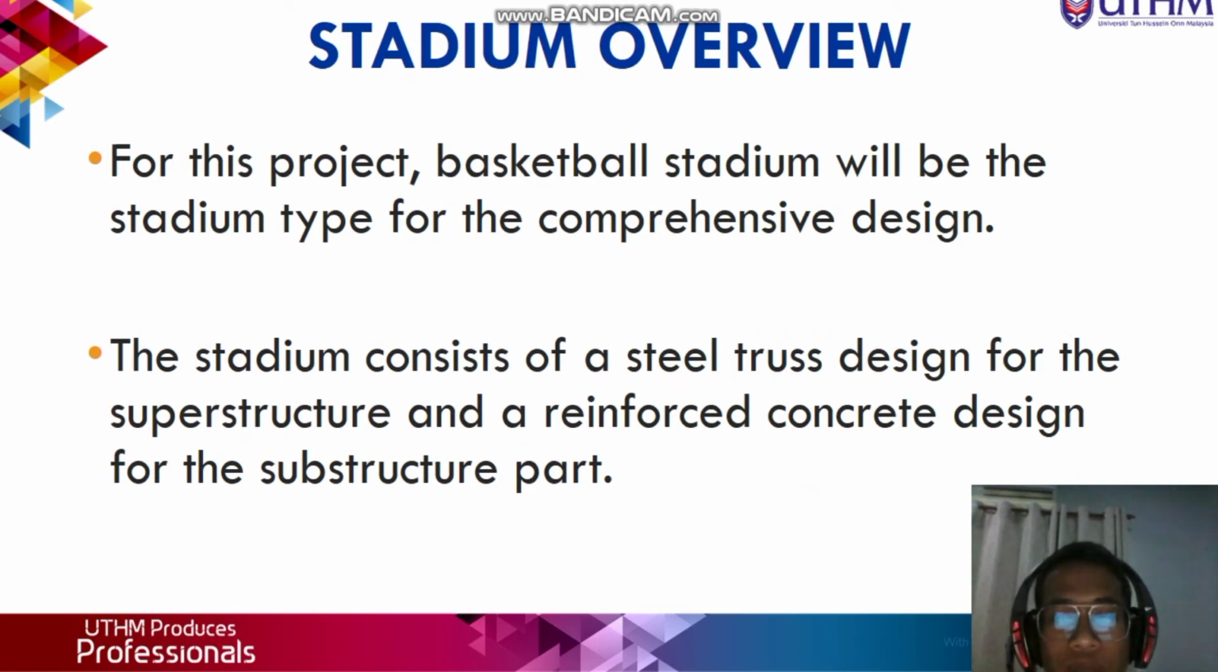Stadium overview. For this project, a basketball stadium will be the stadium type for the comprehensive design. The design of the basketball stadium is based on detailed engineering design, and the stadium consists of a steel truss design for the superstructure and a reinforced concrete design for the substructure part. Based on the typical floor plan of the project, a basketball court and a stage are located under the open stadium, which is intentionally constructed as a multi-purpose building.